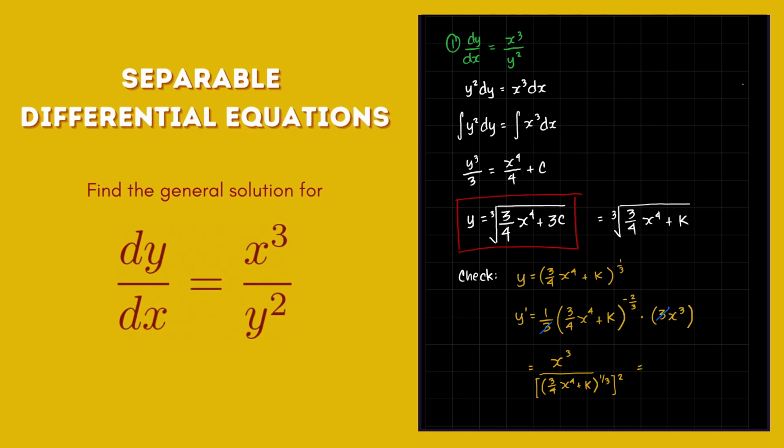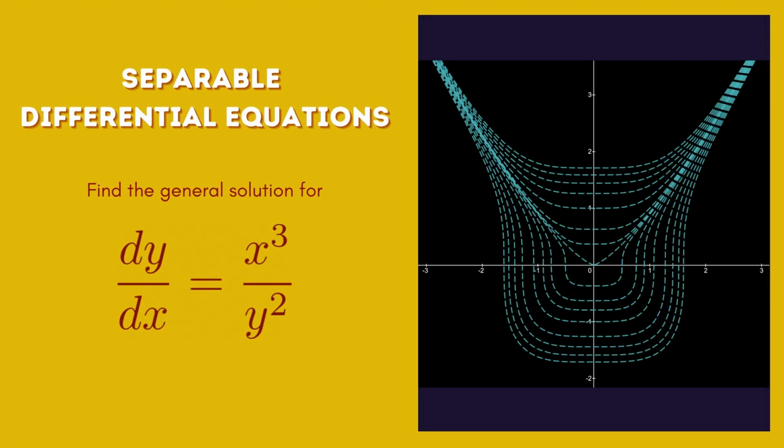Paghiwalayin natin. And notice, ano ba yung nasa loob ng square brackets? That is exactly equal to y. So, substituting y, we'll get that y prime is equal to x cubed over y squared. And this verifies our solution. Now, notice yung ating solution ay may plus k. Ito yung mga possible na maging graphs nung function natin depende sa value ni k.